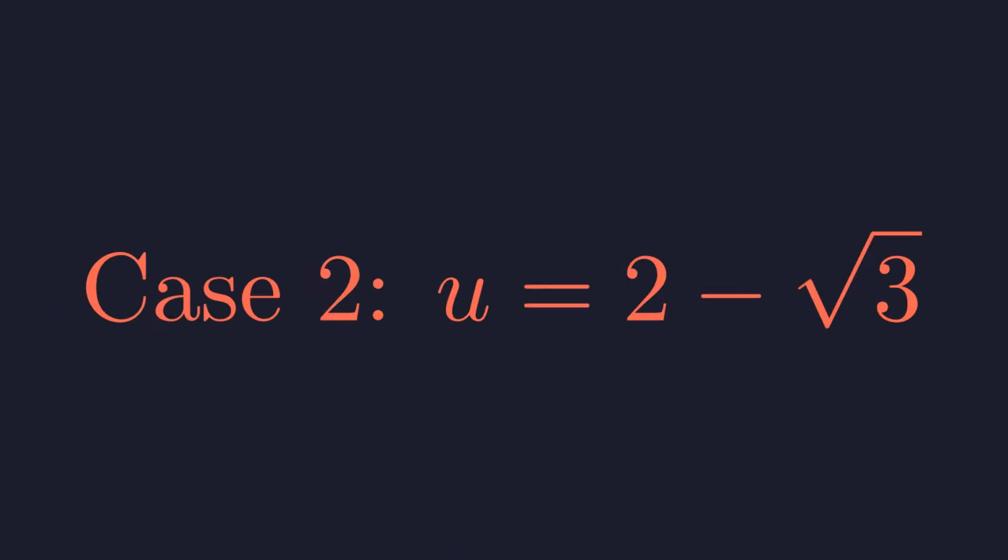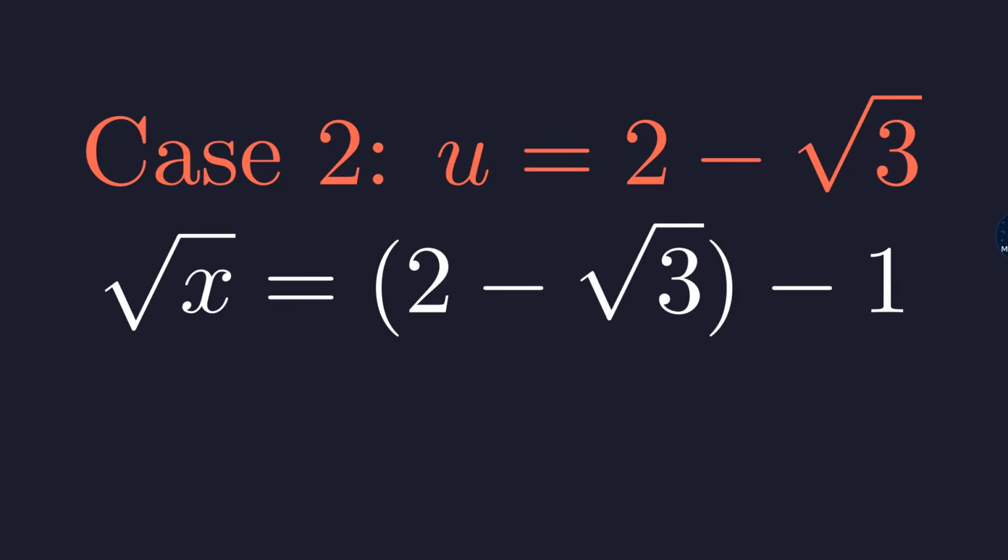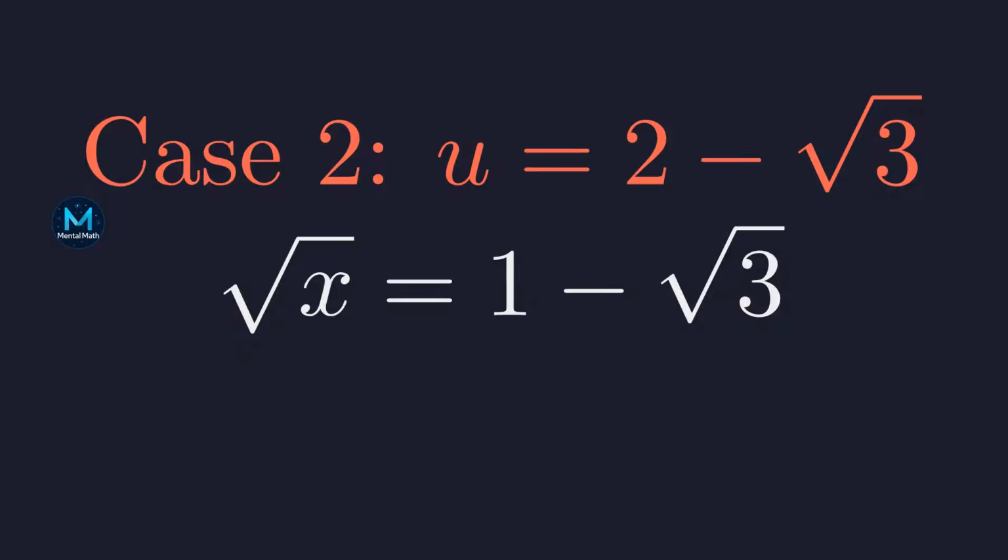Now let's analyze the second case, where u equals 2 minus root 3. Substituting this value into our equation for the square root of x yields the square root of x equals 1 minus root 3. Now, here's where we need to be careful. By definition, the principal square root of a real number can't be negative.